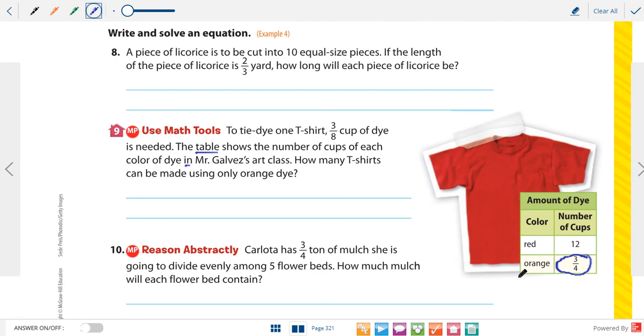So I have 3/4 cup of dye. All right, and I'm going to cut it by 3/8. Okay, so as I set this up, I should be setting it up as 3/4 is my dividend. That's what I have. I'm going to divide it by 3/8. Okay? So that's my problem.